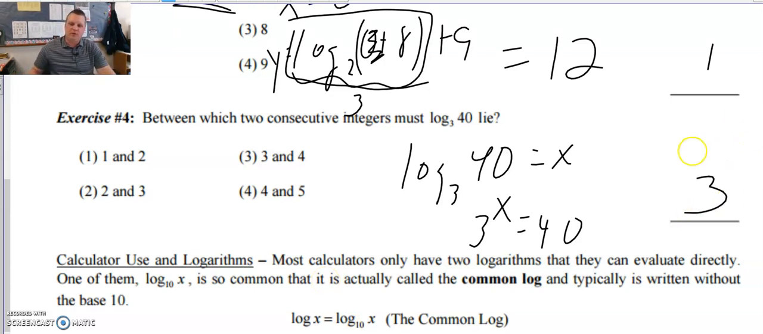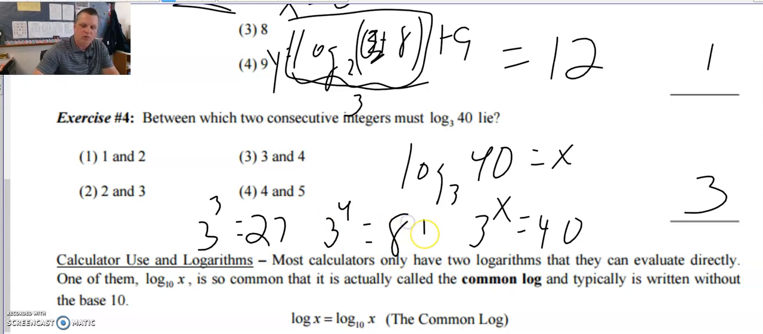Okay? How would you formally show that? Because 3 cubed is 27, and 3 to the 4th is 81. Okay, that's how you would show it.